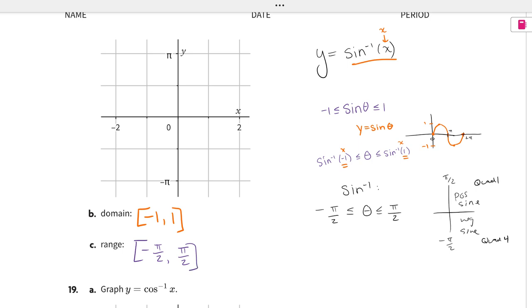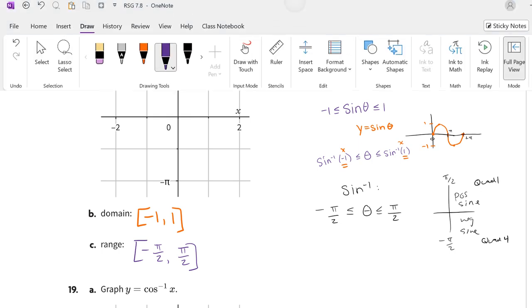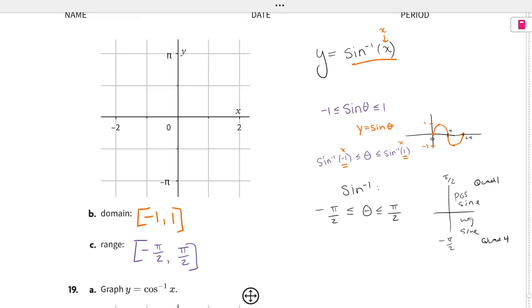So let's plot those, right? When sine, so if I have an x value of -1, right? If I have sine inverse of -1, I get an angle of negative pi over 2. So -1, well, here's negative pi, so negative pi over 2 is going to be right here.